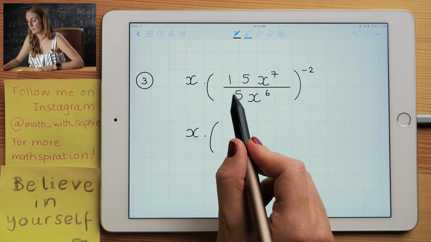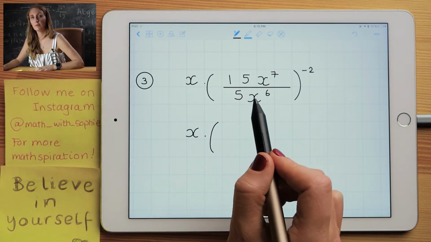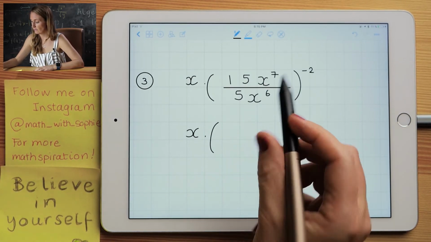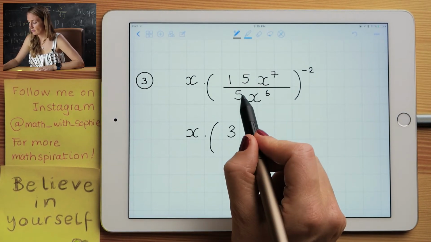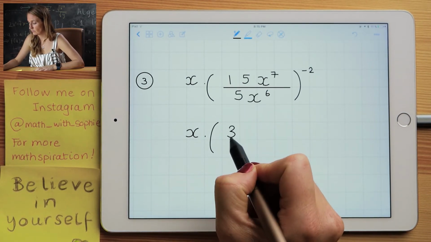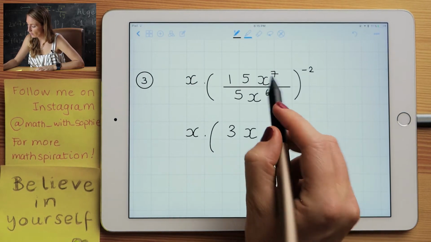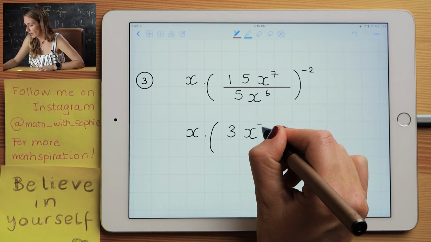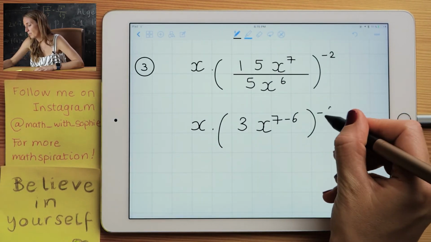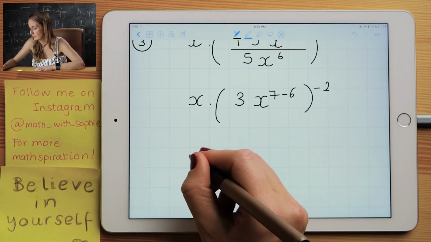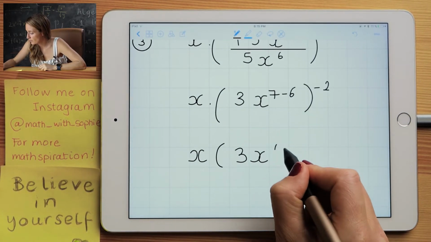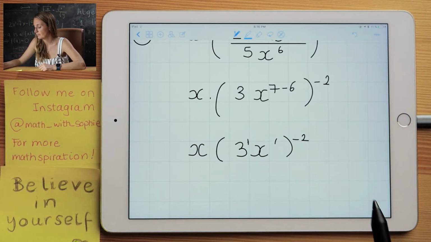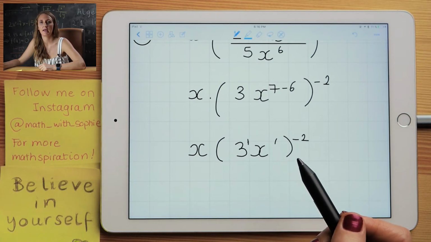We need to start with the numbers 15 and 5, which are both in the 5 times table. So we can cancel down 15 over 5 down to 3. And that's because 15 divided by 5 is 3. Then we've got x to the power of 7 divided by x to the power of 6. Now we subtract those powers when we're dividing, and we have here a minus 2 on the outside. We're going to deal with that in a second. 7 minus 6 is 1. And we can also put a 1 on the 3 to remind ourselves to multiply. Now we've tidied up inside the bracket as much as possible.